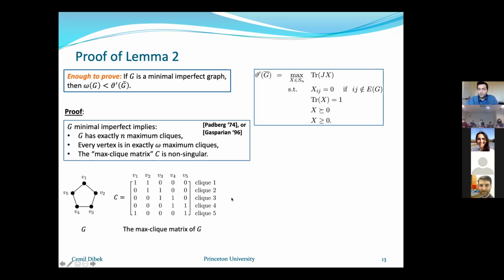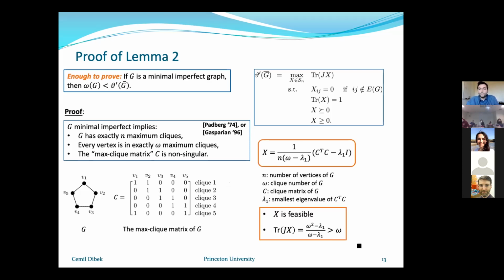Without going into more details, let me just tell you what the feasible solution is. So we provide this solution. Here, lambda 1 is the smallest eigenvalue of the matrix C transpose C, C being the max clique matrix. And it takes a minute or two to check that this matrix is actually feasible for this semi-definite program. And it gives an objective value, which is exactly this ratio that you see here, which is strictly greater than omega. And so this proves lemma 2. Okay.